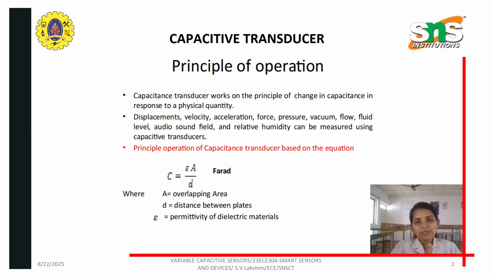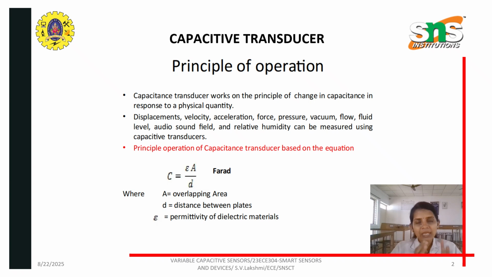So first of all, we must understand the principle behind this capacitive effect. This works based on the change in capacitance in response to any physical quantity, for example displacement, velocity, acceleration, force, pressure, vacuum, fluid level, audio sound field, humidity, and all these parameters. If there is any change in these physical parameters, there will be a change in the capacitance. So this can be measured using the capacitive transducer.